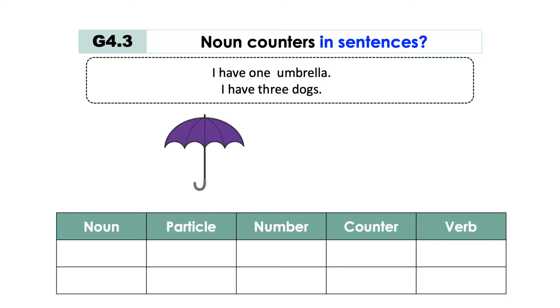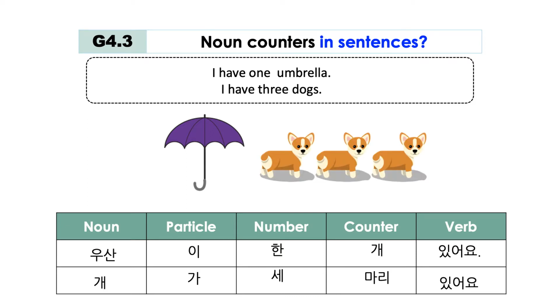Umbrella is 우산, so you say 우산 first, then 우산이 한 개 있어요. I have 1 umbrella. 개가 세 마리 있어요. So try to just remember this order. Sometimes it might be a little bit confusing, but when you talk about the possession or maybe existence, then you have to follow this order.